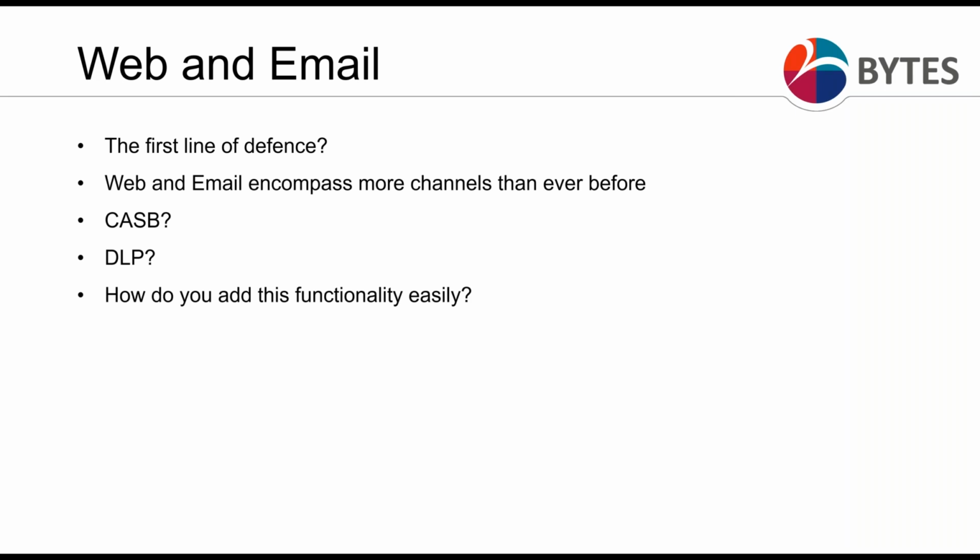We're getting so many phishing emails through, and something like between 50 and 60% of coronavirus websites and information websites that are out there have malware on, and those phishing links are driving people towards those websites. So this is still very much the first line of defense. But web and email encompasses so many channels now.